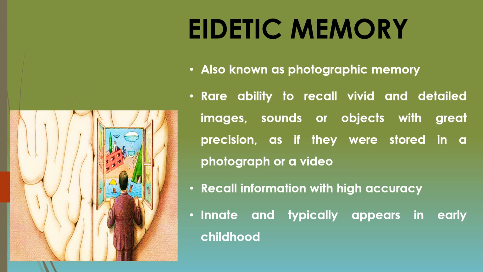They may be able to recall information with high accuracy, such as the lengthy passage of a text, the complex mathematical formulas, or intricate visual details of a scene. The eidetic memory is thought to be innate and it typically appears in early childhood, although it is extremely rare and it is difficult to measure objectively. So not everyone has this eidetic memory. Only a few people have. Some studies suggest that only 5% of the children possess eidetic memory, and even fewer retain this ability into adulthood.